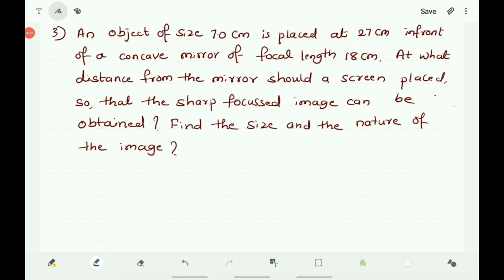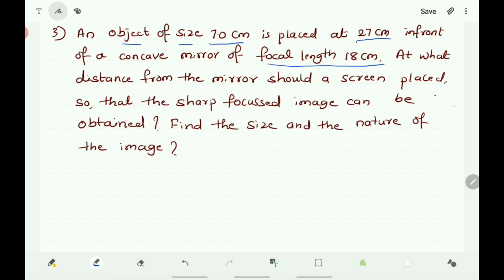Take the third problem. An object of size 70 centimeter is placed at 27 centimeter in front of a concave mirror of focal length 18 centimeter. At what distance from the mirror should a screen be placed so that a sharp focused image can be obtained? Find the size and the nature of the image. Here what is given? Object size is given, that is 70 centimeter, and the object distance from the mirror is 27 centimeter in front of the mirror, and focal length of the concave mirror is 18 centimeter.